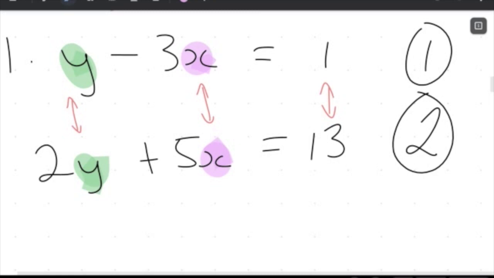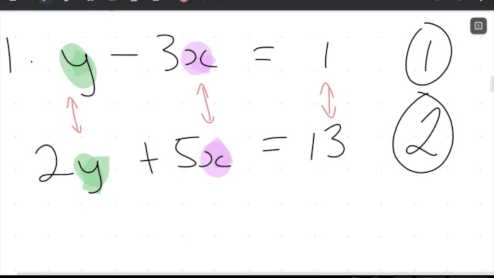And what we're going to do is look at making what we call equivalent equations. So we're trying to make some change to one of these equations to get my variables and the coefficients, so these numbers in front, to be the same, so that when we add or subtract one equation from the other, our variable is going to get killed off.